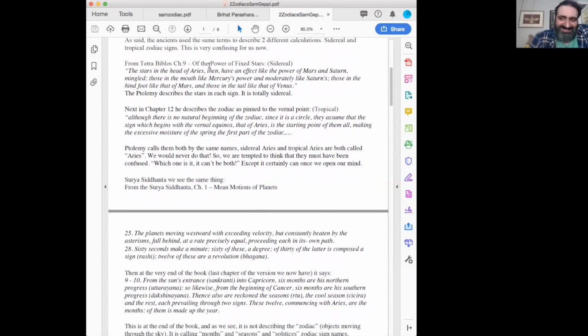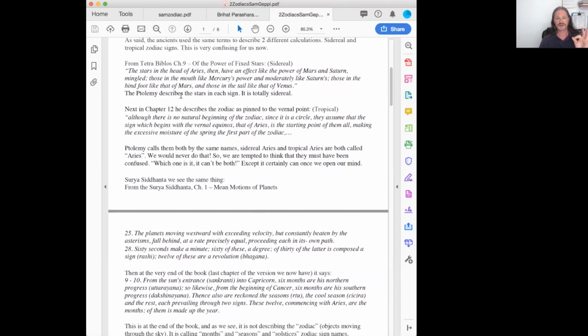From the Tetrabiblos, there's a section called the power of fixed stars, where it's clearly sidereal. "The stars in the head of Aries then have an effect like the power of Mars and Saturn, mingled with those like those in the mouth, like Mercury's power, and moderately like Saturn's. Those in the hind foot, like that of Mars."